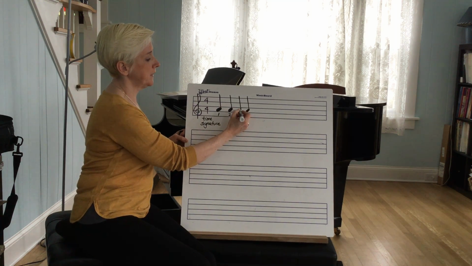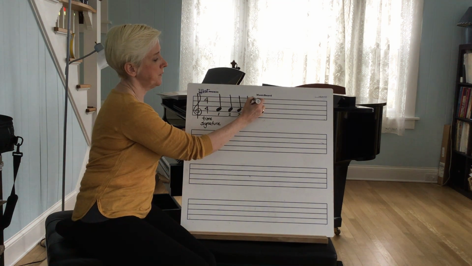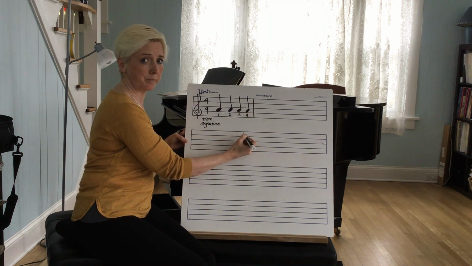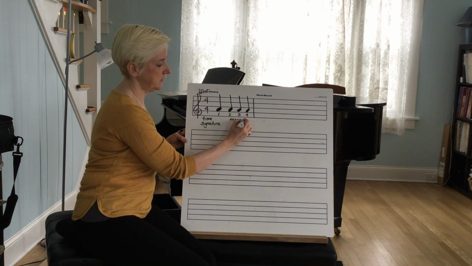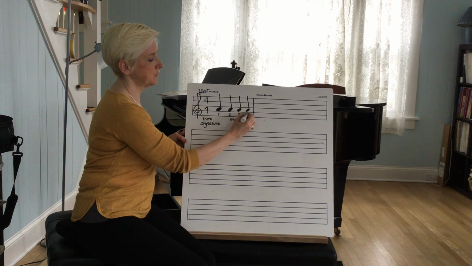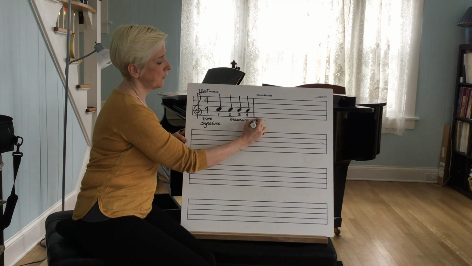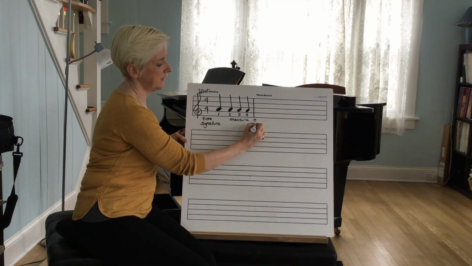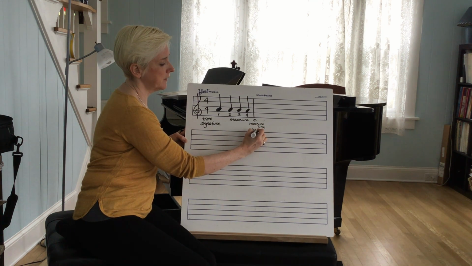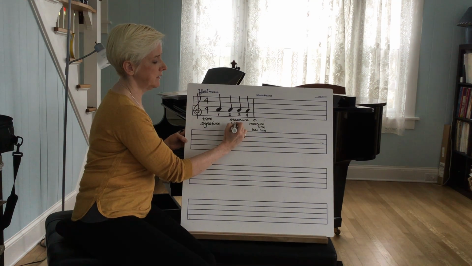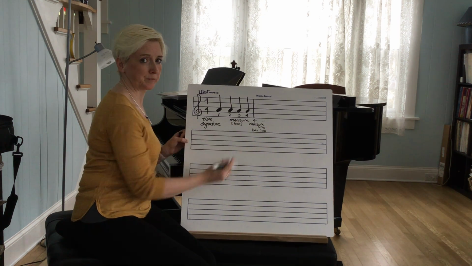So I have my 4 beats, so I'm going to organize them by putting a line after them. And that has created one measure of 4 beats. So this is called a measure line, or it can also be called a bar line. And this can also be referred to as a bar.